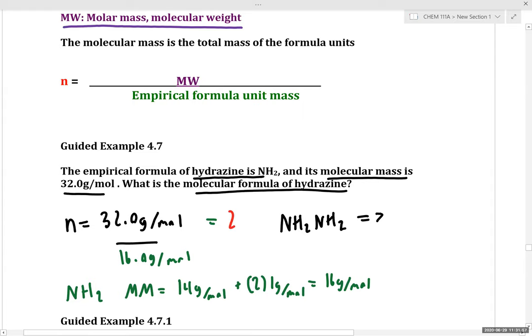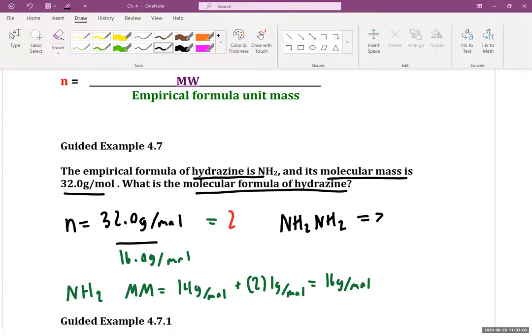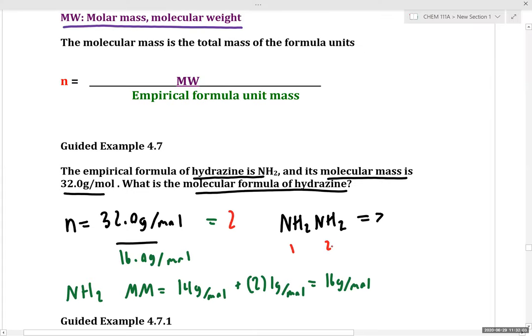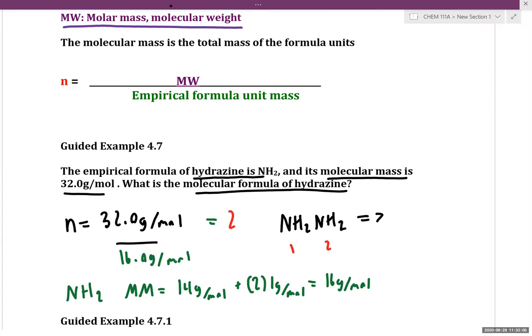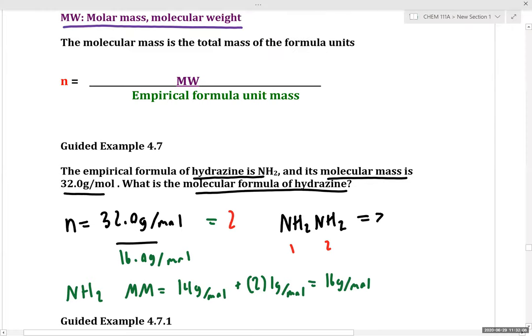So then how many total nitrogen atoms do we have? If we have 2 hydrazine units, how many total nitrogen atoms do we have? 2. And how many hydrogen atoms do we have in total? I'll be checking the chat. 4. Yep. Perfect. So our molecular formula for hydrazine would be N2H4.